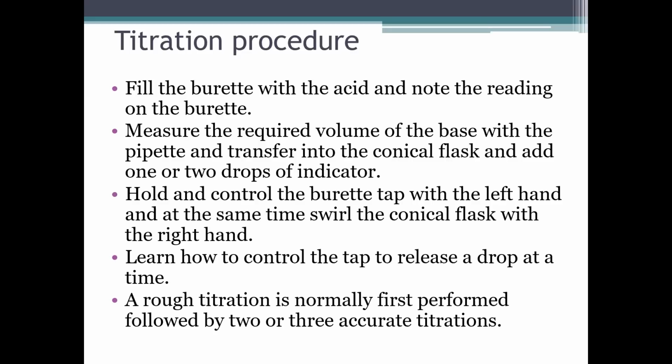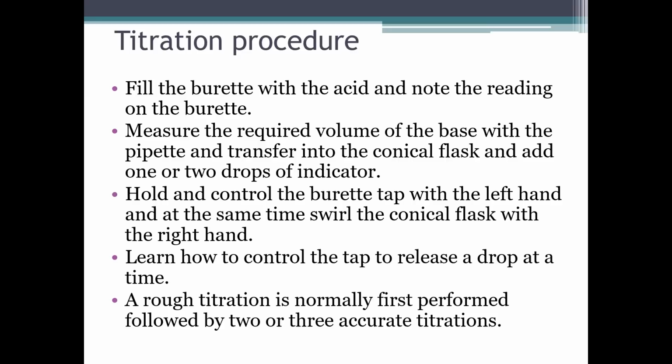And for you to visibly see the color change in the conical flask, I would advise you to place a white piece of paper at the base of the conical flask on the reader stand before you start your titration. This helps you to see clearly whatever reaction is going on in your conical flask.